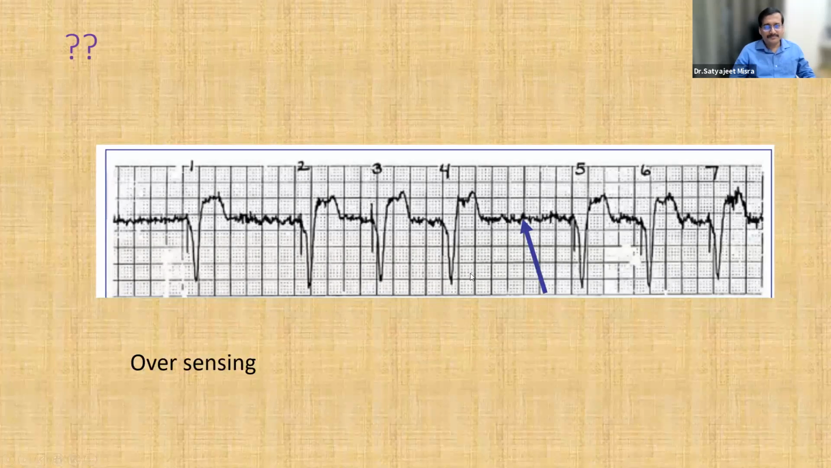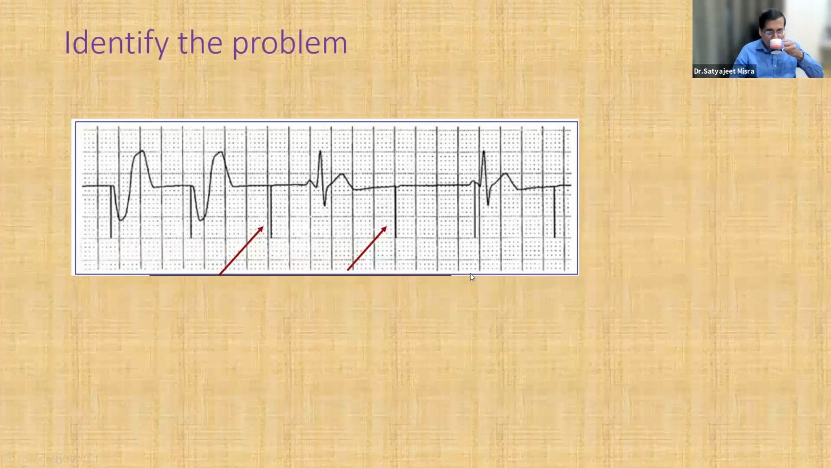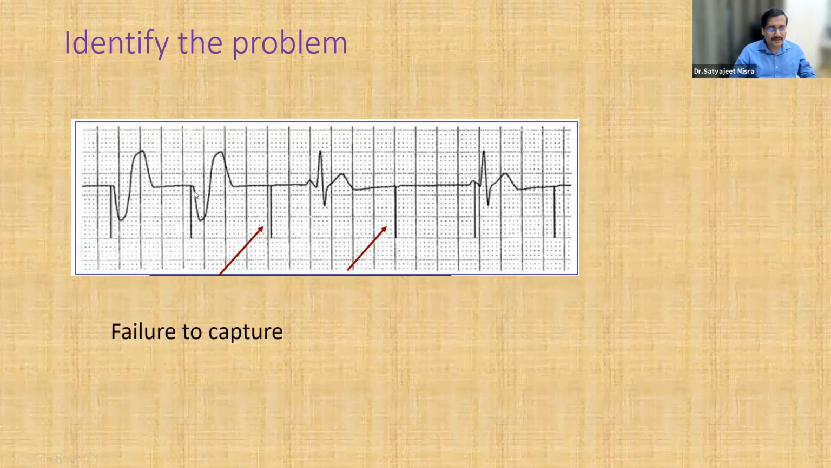What is the problem here? Anybody? So these are the pacing spikes. You can see that there's a failure to capture. Here the pacing spike has generated this QRS complex. Here this pacing spike has generated the QRS complex, but here this pacing spike has not generated a QRS complex.